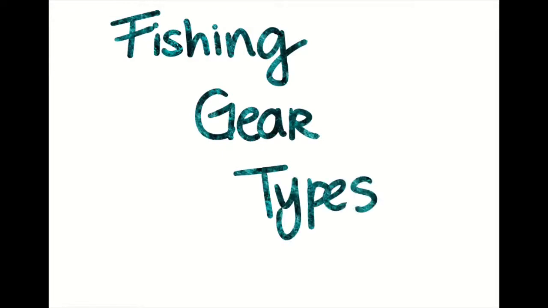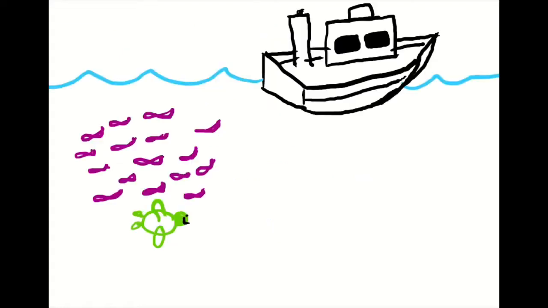Fishing gear types. We are going to go over the 6 most common types of fishing gear. The first type of fishing gear is called purse seines.